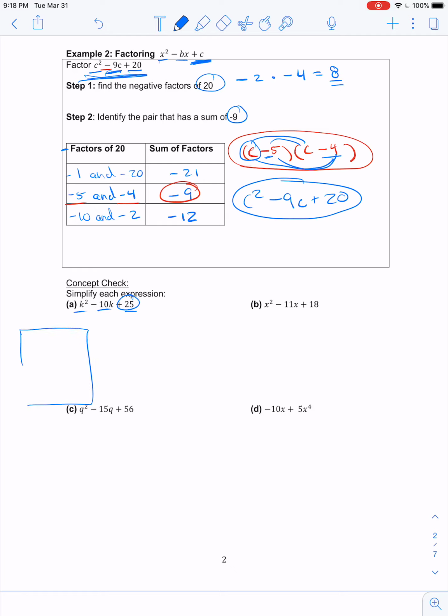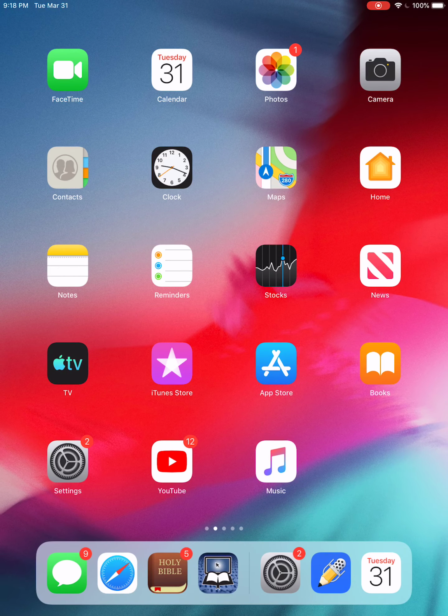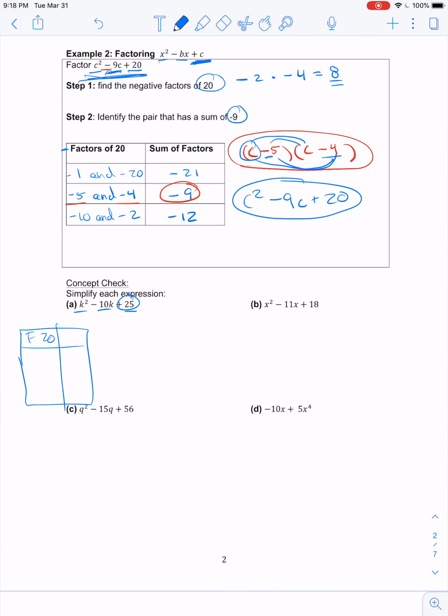So let's draw our chart, right? So we're looking for, I'll just write F20 or factors of 20. Sorry about that. Factors of 20 that add up to negative 10, right? I'm sorry. This should be factors of 25. Factors of 25 that add up to negative 10.